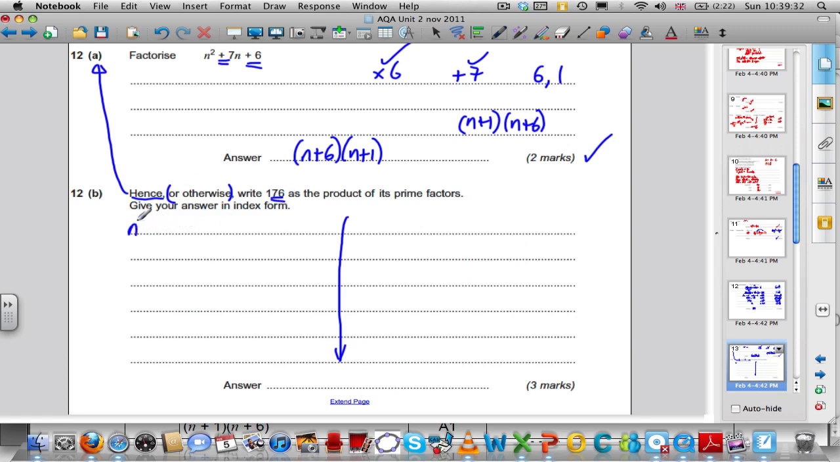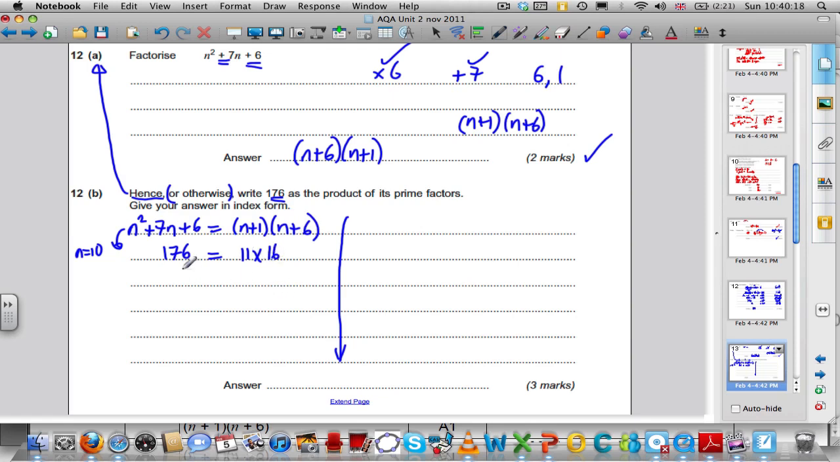Above, you've factorised n squared plus 7n plus 6 into its factors (n plus 1)(n plus 6). Could you use that to factorise 176 into its factors? Well, what could you choose for n here to make that side equal to 176? Well, if you chose n is 10, 10 squared is 100, plus 7 times 10 is 70, plus 6 is 176. So this would be equal to 11 times 16.